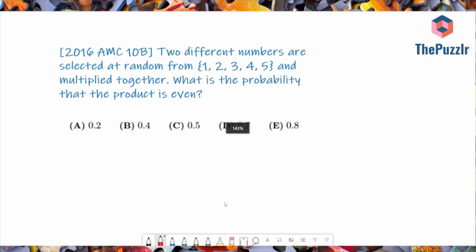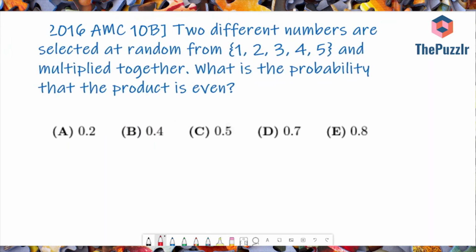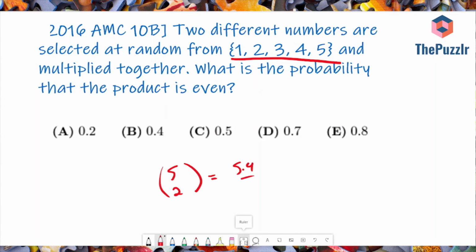2 different numbers are selected at random from 1, 2, 3, 4, 5, and multiplied together. What is the probability that the product is even? Okay, so 2 different numbers are selected at random from this set. There's 5 choices, right? So let's underline the set. There's 5 choices for the first number, and 4 choices for the second number, and we're choosing 2 of them. So order doesn't matter, so this is just 5 choose 2, which is 5 times 4 divided by 2, or 10. So there's 10 possible choices. So our probability is going to be over 10. What is the probability that the product is even?